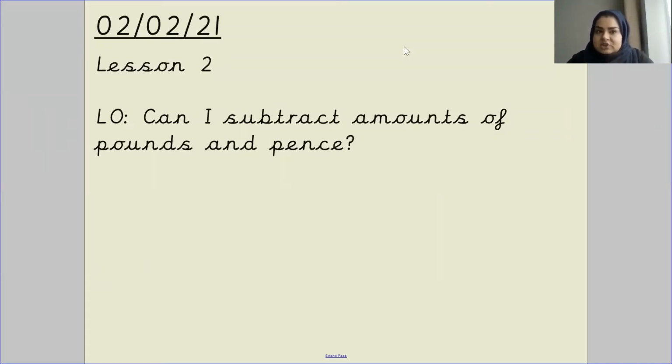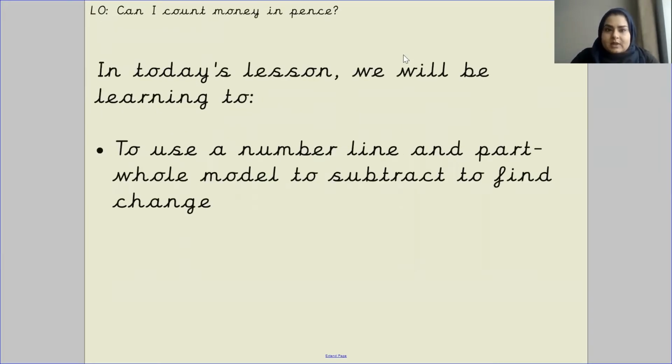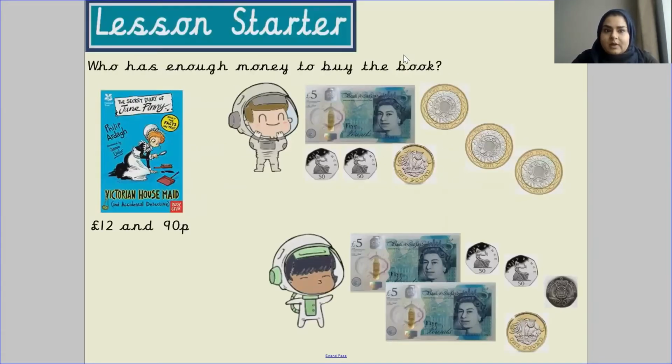So today is Tuesday, the 2nd of February, 2021. And your learning objective today is, can I subtract amounts of pounds and pence? In today's lesson, we will be learning to use a number line and part-whole model to subtract to find change. So if you grab your mini whiteboard and pen and do this starter.